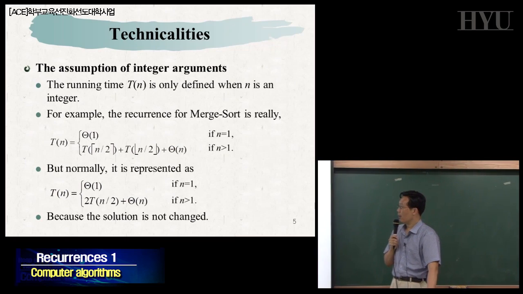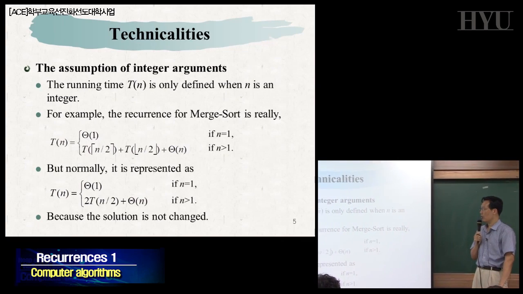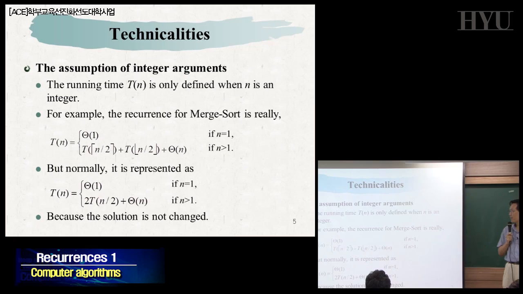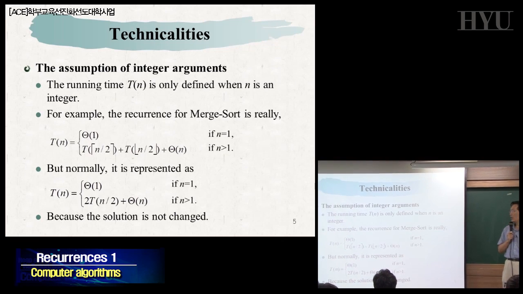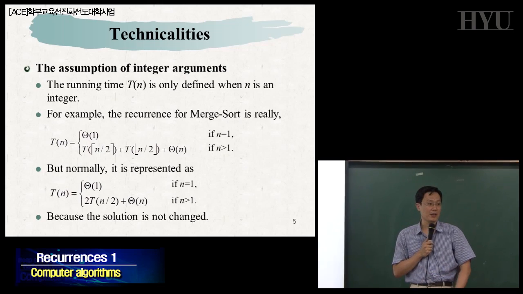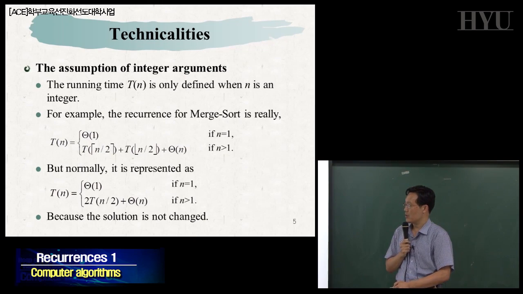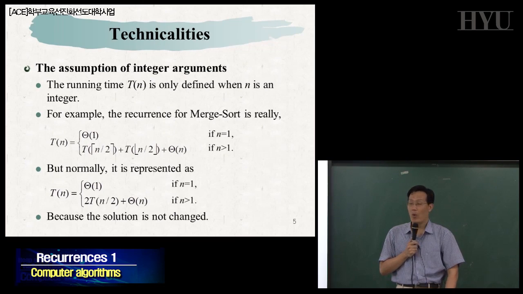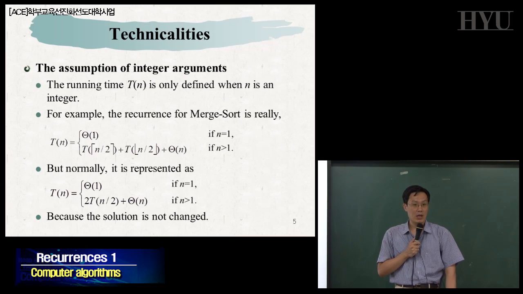Before I explain them, I'll explain some assumptions. The first one is the assumption of integer arguments. Look at this recurrence. The real recurrence for merge sort is like this. So it's different from this. Why? Why do we need these ceiling and floor operators?